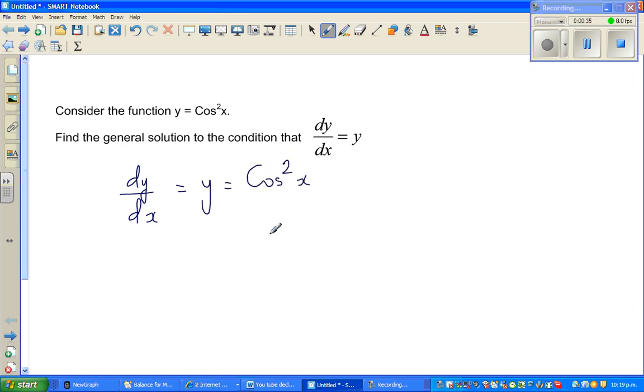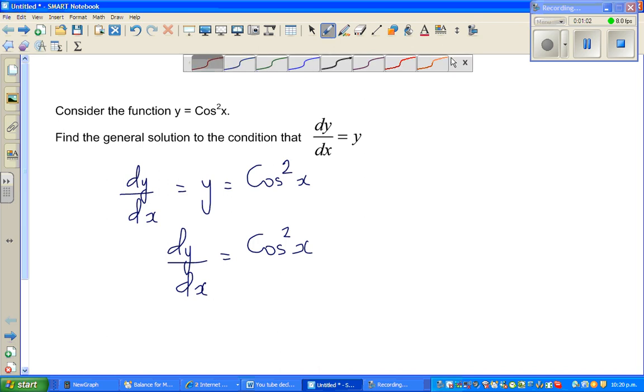So the next step we can write is dy by dx is equal to cos squared x. Now, when you separate the x's from the y, and then later on when you integrate, you cannot integrate cos squared x. It's difficult to integrate cos squared x. So what we're going to do is reduce this by the power reduction formula. So let me show you that.